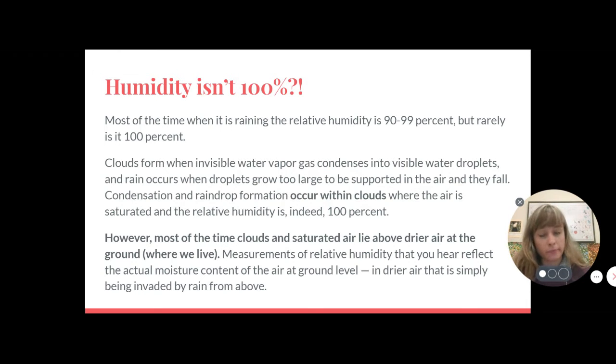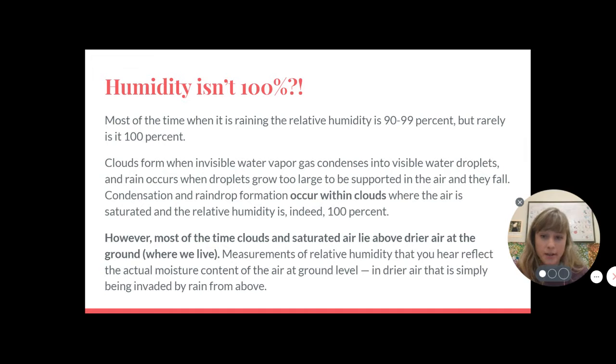So let's back up. How do clouds form? Clouds form when invisible water vapor gas condenses into visible water droplets. And rain occurs when the droplets just grow too large and they fall. So think about very, very small droplets of water clinging onto particles in the atmosphere. That could be dust, it could be pollutants. That's how we get acid rain.